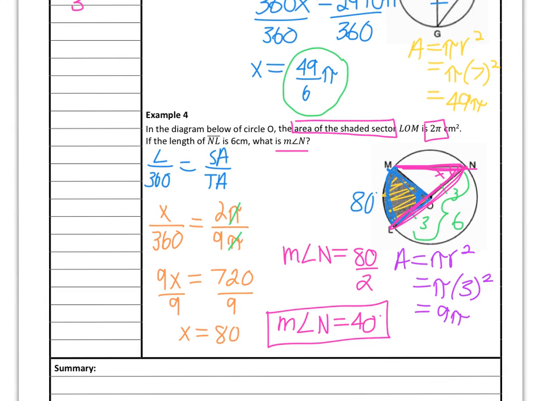So this was sector area. Again, make sure that you have this formula memorized because it is not anything that the Regents will give you. They will give you that total area formula of pi r squared, but you have to remember the setup.